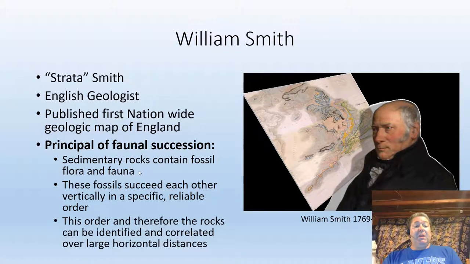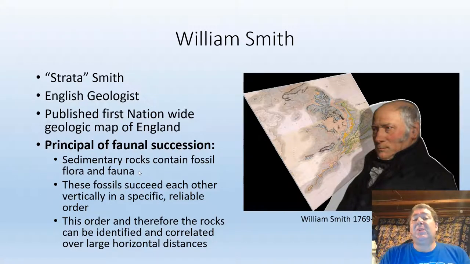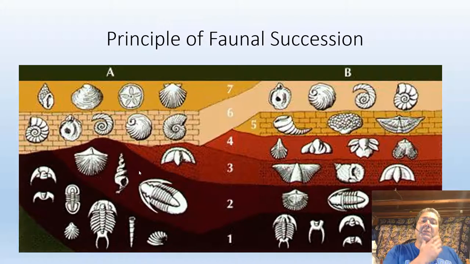This order, and therefore the rocks that they're in, can then be identified and correlated over large horizontal distances where you aren't able to follow that rock from one end of England to the other. But you can identify the fossils and correlate them from one side of the country to the other, from one area to another area.